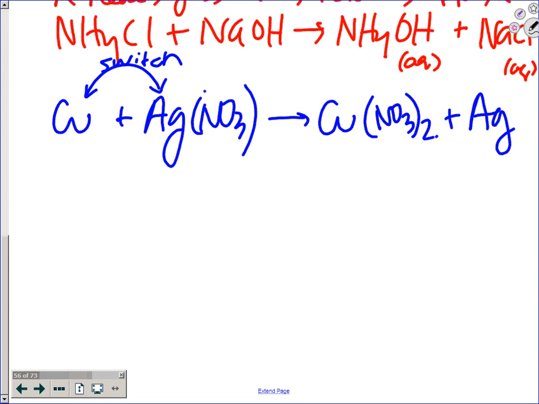Okay. So now we have to do the NIE, right? So our goal is to write the BCE. What do I need? Silver nitrate and the silver. Okay, so now we have our BCE. We also have to note the what?